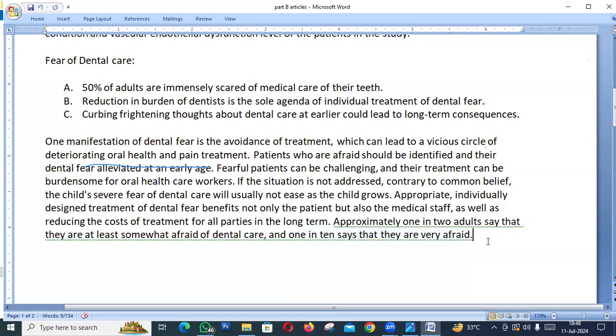So what I have done is I have played with you, okay. I have mixed these two sentences together. I have taken 50% from the first sentence, I have taken immensely scared from the second sentence.